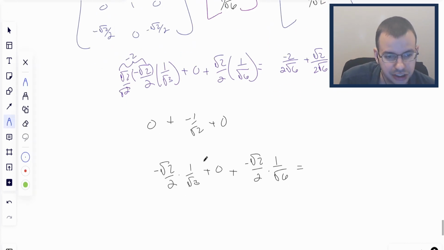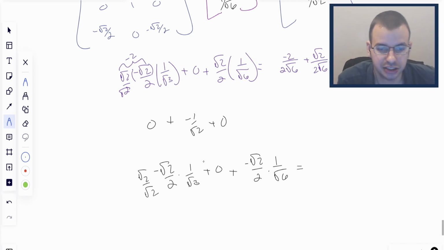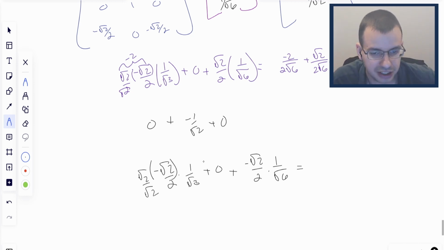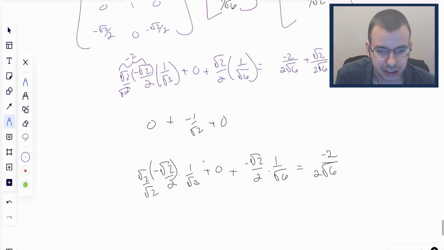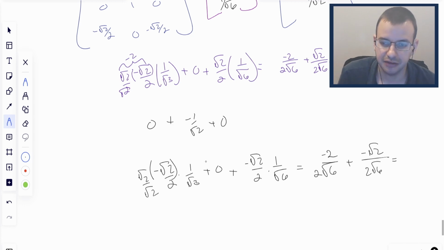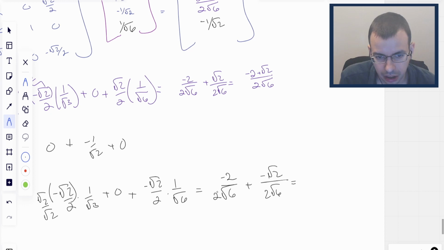All right, so to get this to work out again, we're going to again do square root of 2 over square root of 2. This gives us square root of 2, square root of 3, which gives us square root of 6 times 2. So this top part gives us, again, negative 2 over square root of 6, or 2 square root of 6. So this gives us negative 2 times 1 square root of 6, minus negative square root of 2 over 2 square root of 6. And this gives us something very similar, negative 2 minus square root of 2 over 2 square root of 6.